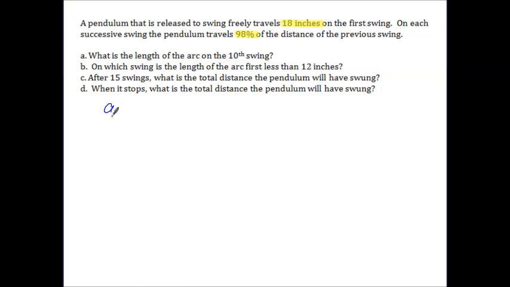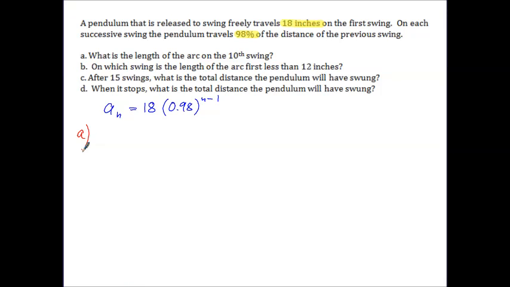A sub n is equal to our first number. Our first swing is 18, and that changes, goes down. It's 98%, so 0.98 to the power of n minus 1. Here's our rule, and now let's go tackle problem A.